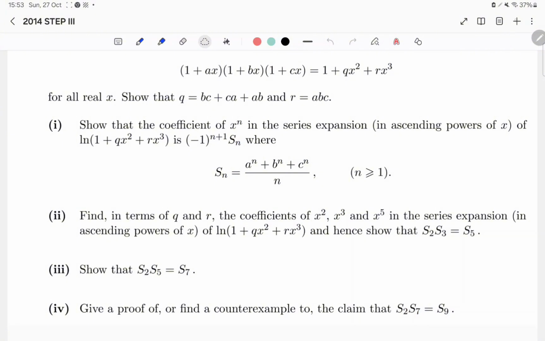Pause the video now to have a think, and once you're ready, restart to see if you were correct.